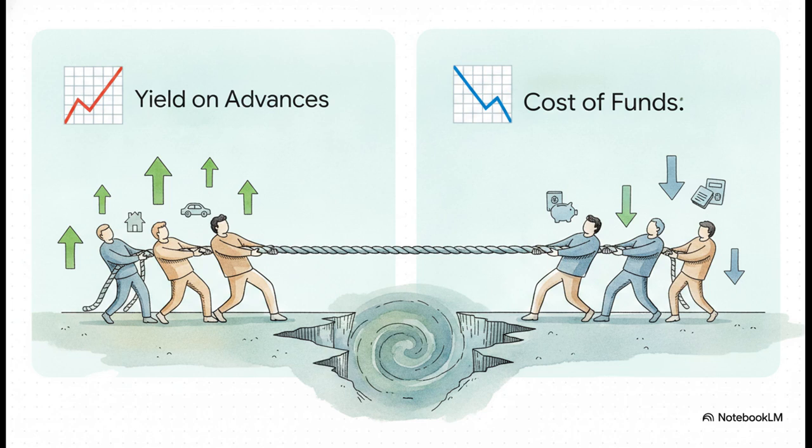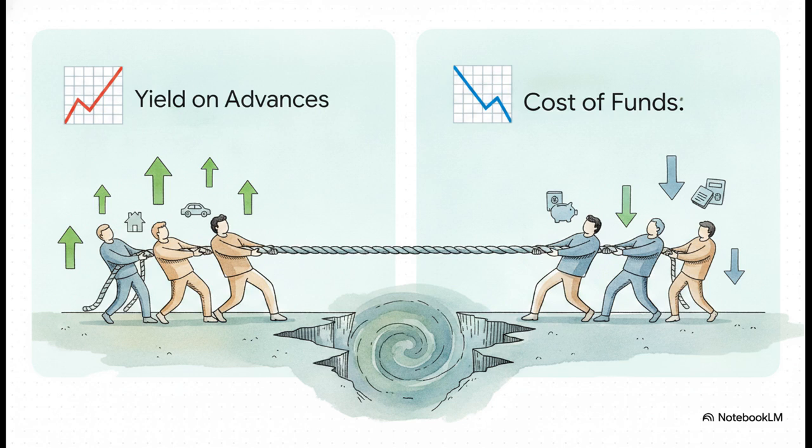Over on one end, we have the yield on advances. That's simply the average interest rate the bank charges its borrowers, the folks taking out home loans or car loans or huge corporate debt. That is the money coming in. On the other end of the rope, we have the cost of funds, or cost of deposits. This is the average rate the bank pays out to people like you and me, just for keeping our money parked in their savings accounts or fixed deposits. That's money going out. The gap between those two numbers, that creates the raw spread.